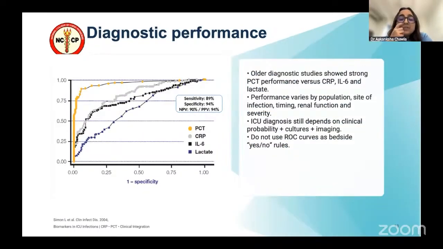There has been a lot of research on these markers. One of the older diagnostic studies showed strong procalcitonin performance when it was compared with CRP, IL-6, and lactate. As you can see, sensitivity was almost 89% and specificity was 94%.